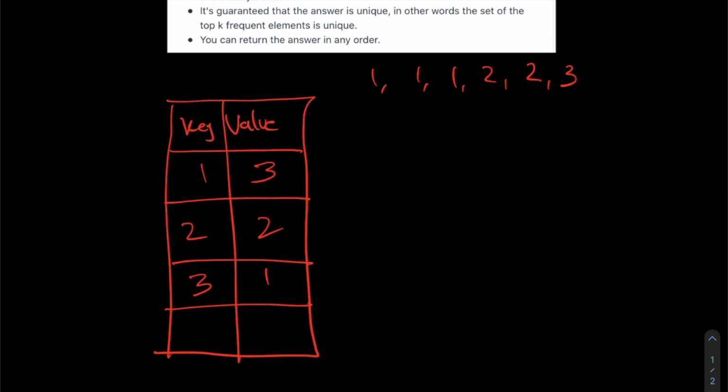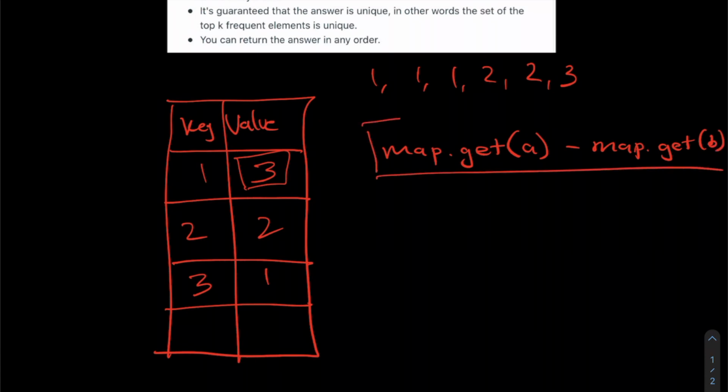But the comparison here for the heap, usually the comparison is between an integer minus an integer, and then it will tell the heap how to sort it. But the comparison that you're going to do here is on the values of these keys. So basically what you're going to be doing is something like map.get(a) minus map.get(b). That'll let the heap sort it by grabbing the value of the first thing that you're comparing and grabbing the value of the second thing you're comparing. And it'll basically let the heap sort out the list for you.